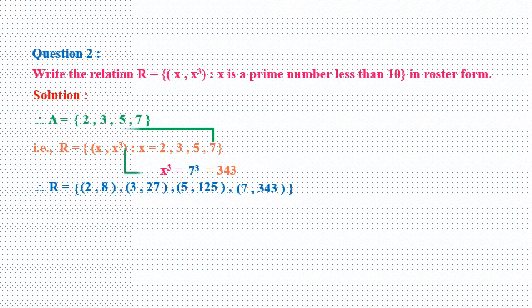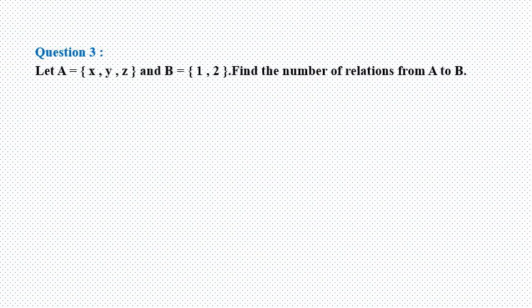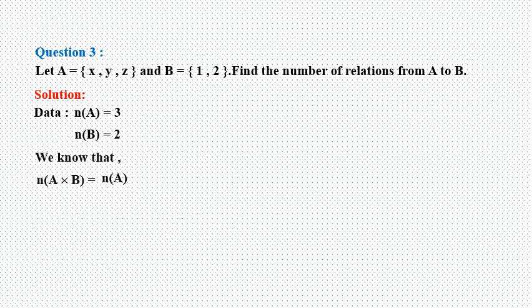It's a very simple calculation, my dear students. Easily you can do this. Yes? Now look at the next problem. The problem is simple. Find the number of relations from A to B. In the first set there are 3 elements, and in the second set there are 2. A cross B, if you find, there will be 6 elements.